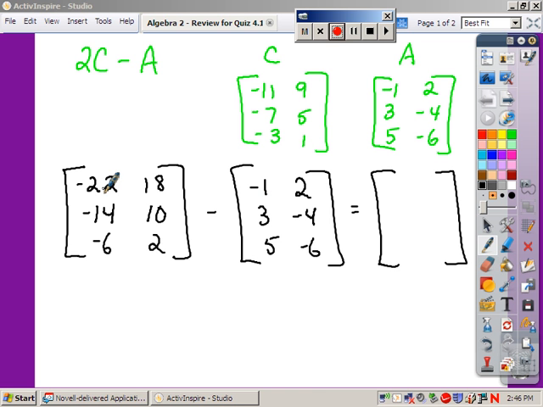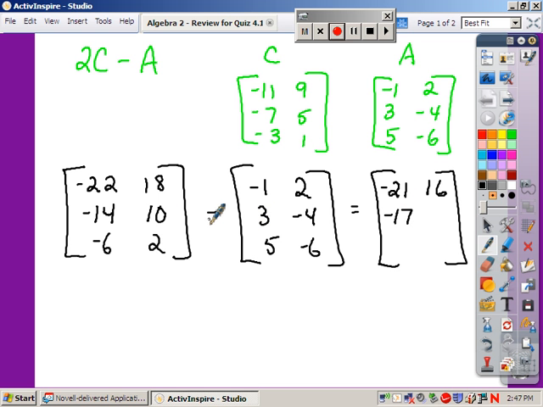So I'm saying negative 0.2 minus negative 1. So when you say negative 0.2 minus negative 1, what you're really saying, because you have two minuses back to back here, is plus 1. So negative 22 plus 1 is negative 21. 18 minus 2 is 16. Negative 14 minus 3 more is negative 17.